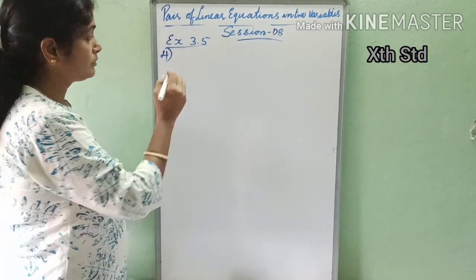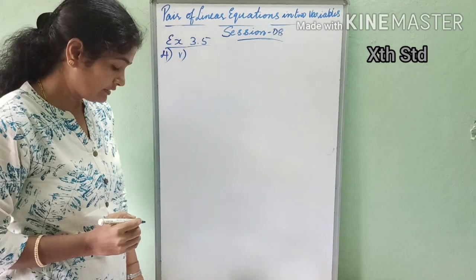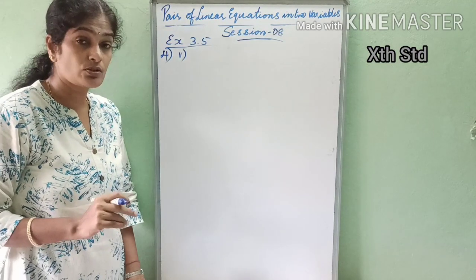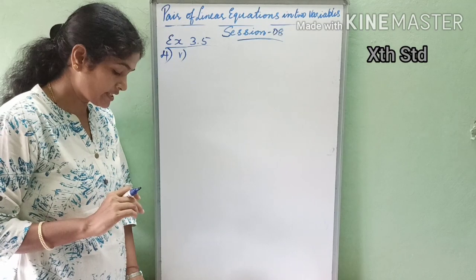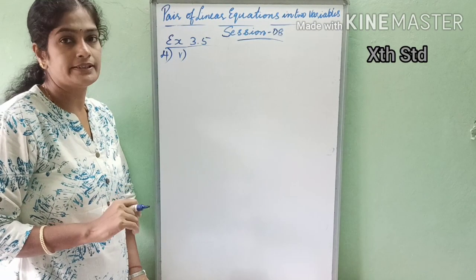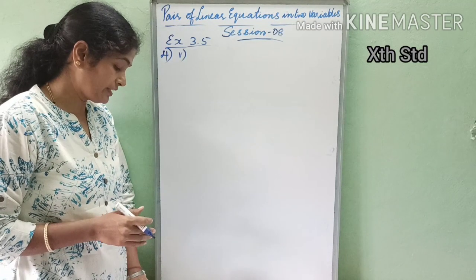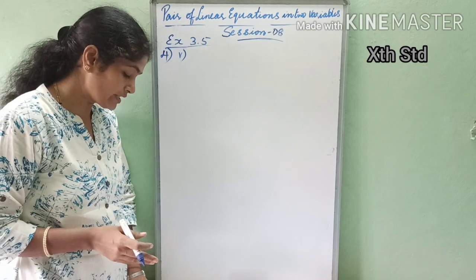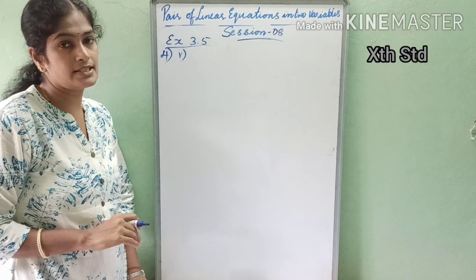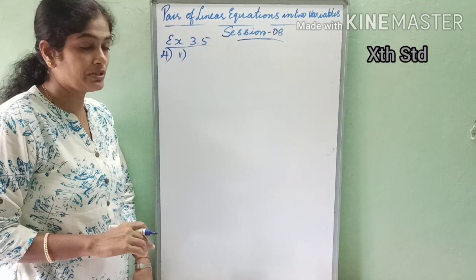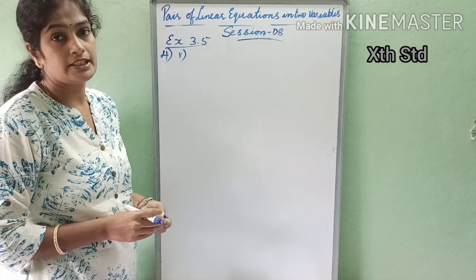Next, moving to the fifth bit of it. The area of a rectangle gets reduced by 9 square units if its length is reduced by 5 units and the breadth is increased by 3 units. That is the first condition. Second one, if we increase the length by 3 units and the breadth by 2 units, the area increases by 67 square units. Find the dimensions of the rectangle.